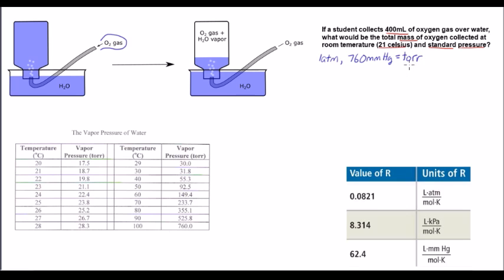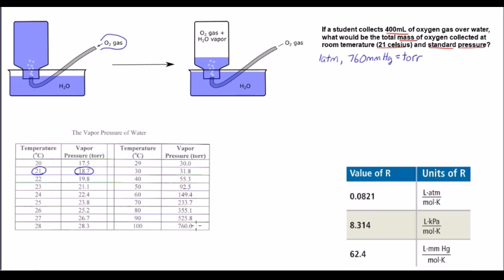Now, in order to do this, you need to have a table that tells you the vapor pressure at various temperatures, and we have one of those down here. So basically, we know we're at 21 Celsius. If we find 21 Celsius on our table, we know that the vapor pressure of water at 21 Celsius is 18.7 torr. Notice also that as the temperature increases, your vapor pressure increases all the way up to 100 degrees Celsius, where your vapor pressure equals 760 torr, which happens to be standard pressure.